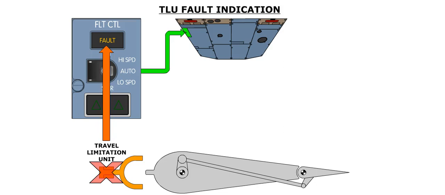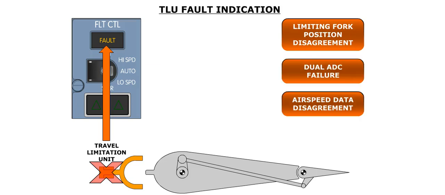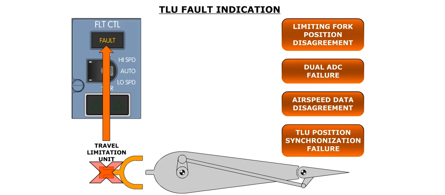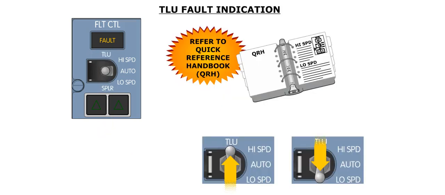If there is a fault with the TLU, the fault light illuminates on the flight control panel. This fault could be due to a disagreement between the actual position of the limiting fork and the commanded position, a dual air data computer failure, an airspeed data disagreement between the two air data computers, a TLU position synchronization failure, or multiple failures in the core avionic cabinets. If the fault light illuminates, you would use your quick reference handbook and adjust the rudder travel by moving the switch to high speed or low speed. Switch position will be dictated by aircraft airspeed.